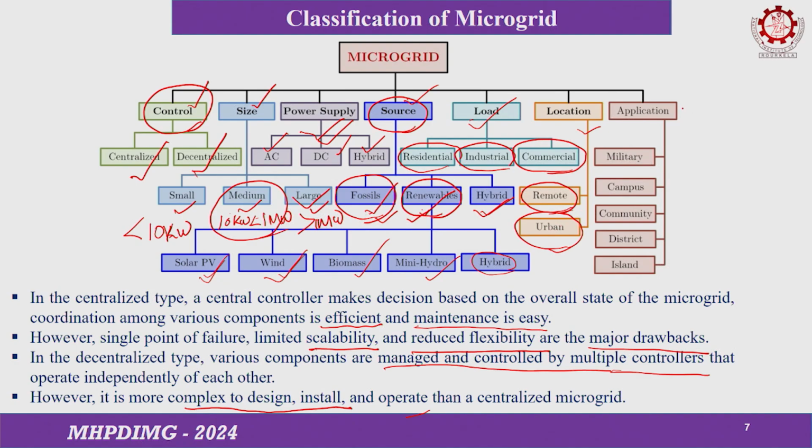And the last one is based on the application. The microgrid can be for a military application, and we can have different applications mentioned here: military, campus based applications, communities, and districts or islands. So, based on the applications we divide microgrids into this many types. This is the whole classification of microgrids based on different parameters.